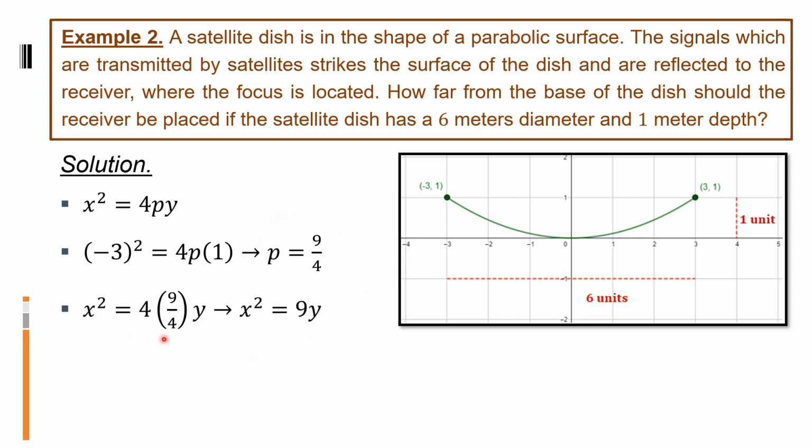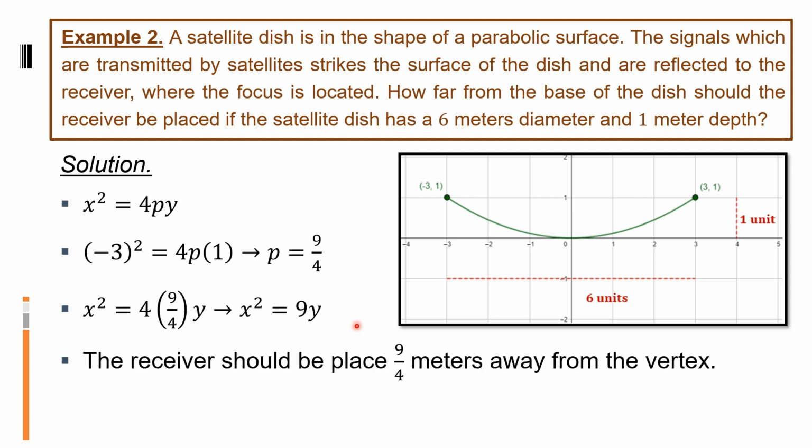So, by substituting p into our equation, the equation of the parabola is x squared equals 9y. So, as I said earlier, the receiver must be placed on the focus because that is its optimal placement. Therefore, to answer the question of how far from the base the receiver should be placed, the receiver should be placed 9/4 meters away from the vertex.